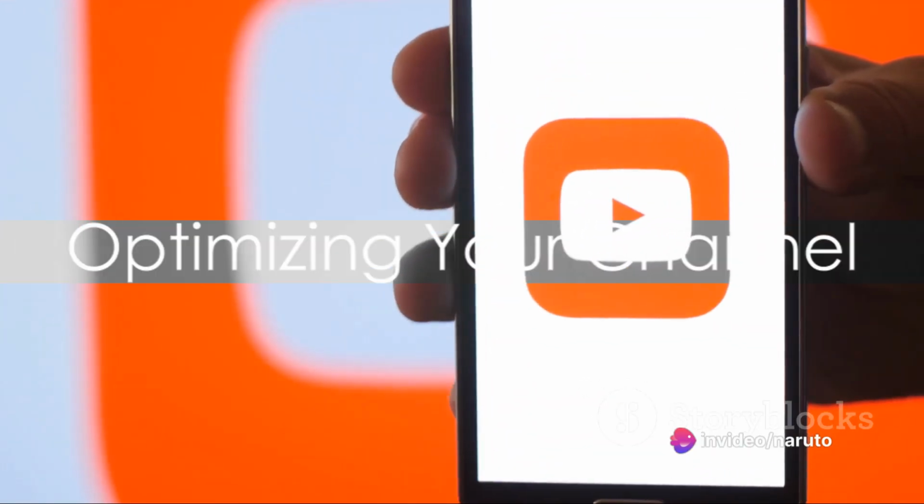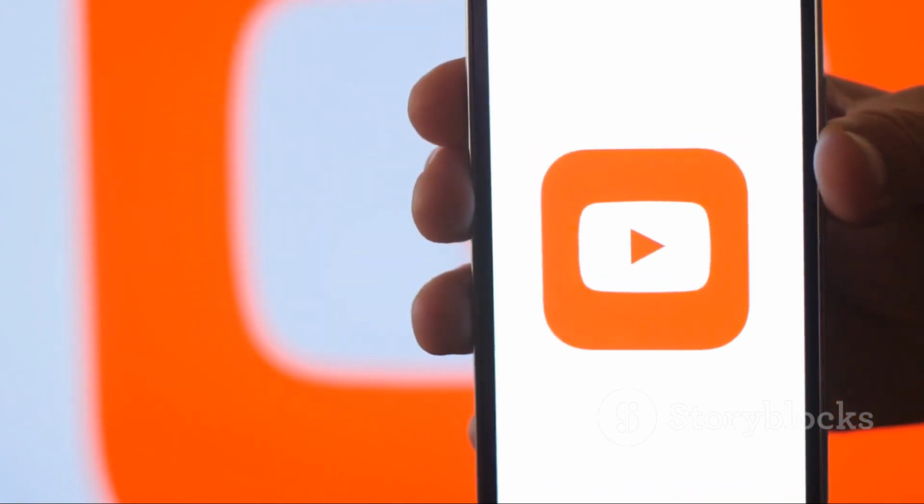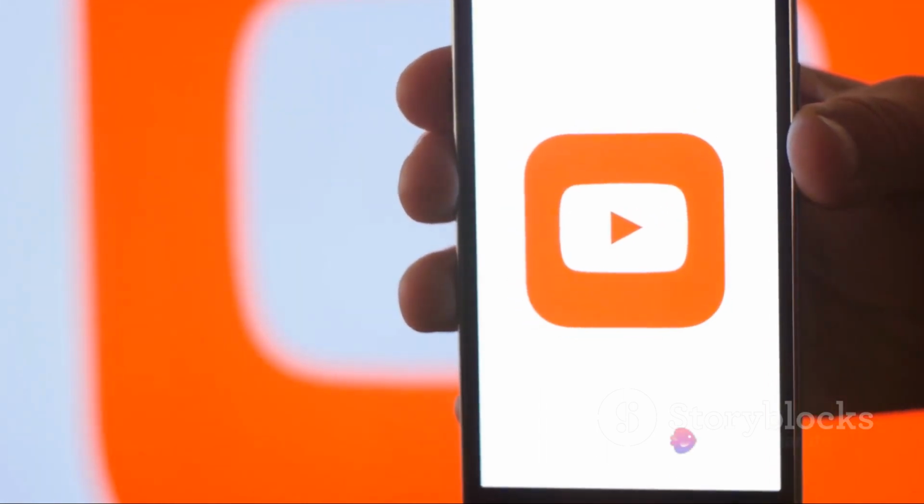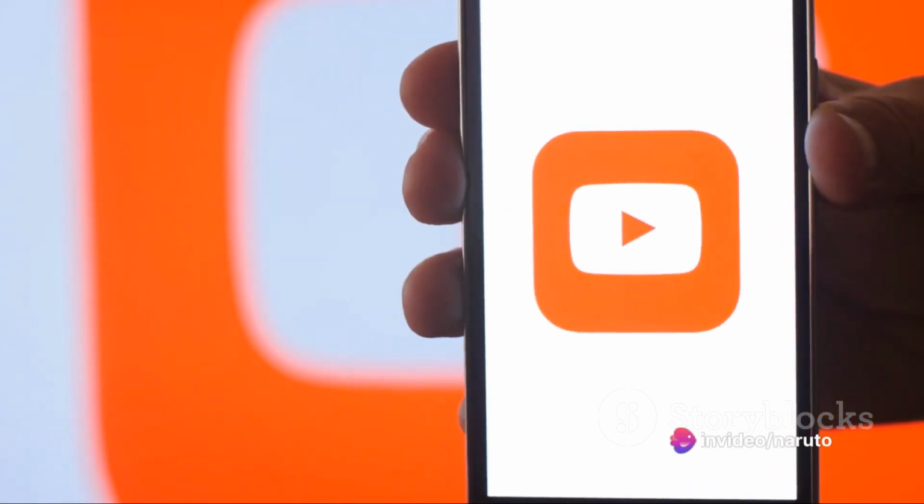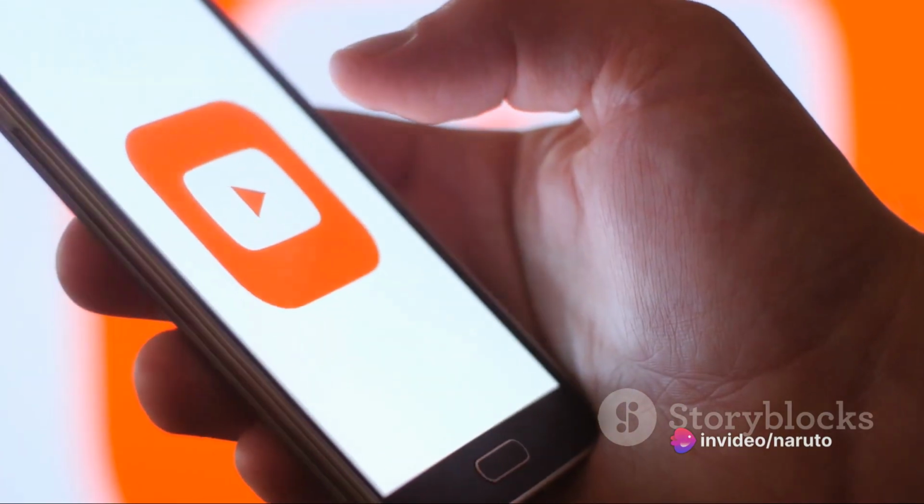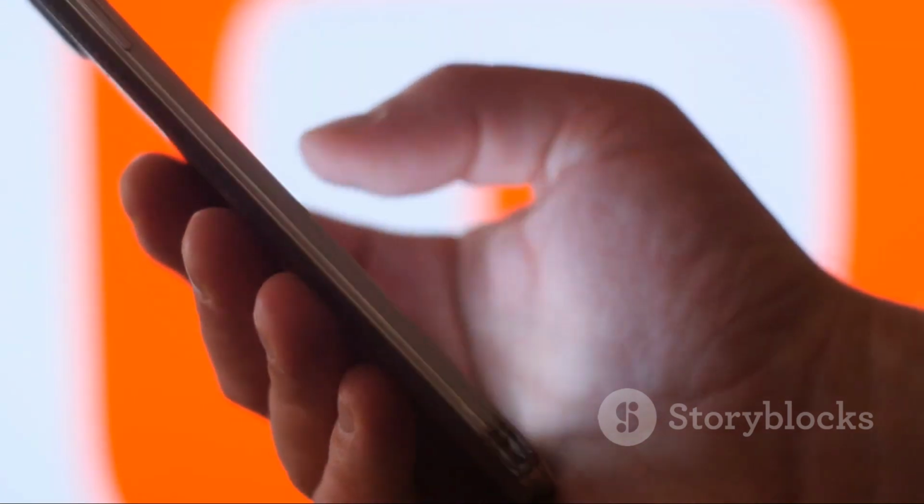Now that we've covered the basics, let's move on to optimizing your channel. Imagine your YouTube channel as a storefront. What's the first thing you notice when you walk into a store? It's probably the layout, right? The same principle applies to your YouTube channel. An attractive layout can make a world of difference. It's your first opportunity to make a strong impression.